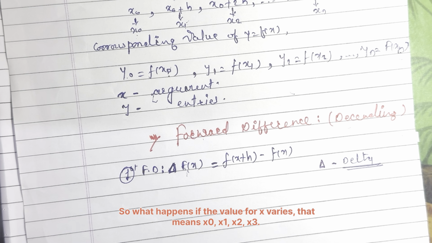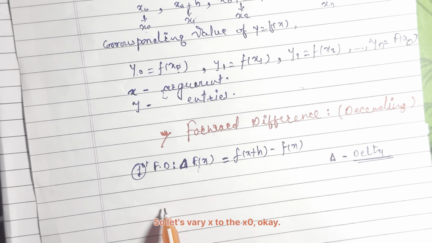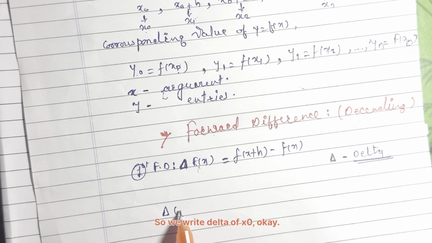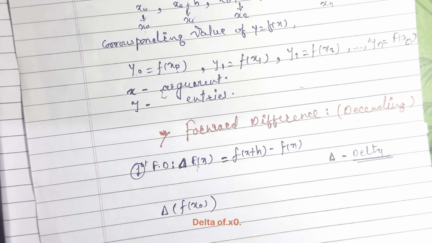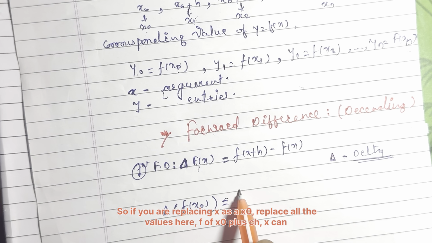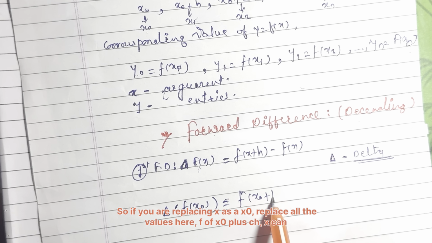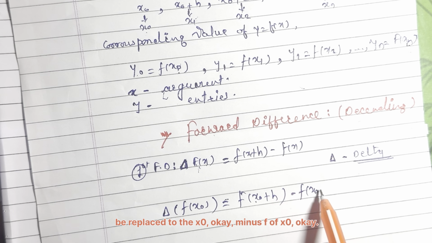What happens if the value of x varies, that means x0, x1, x2, x3? If it varies multiple times, we get the second forward difference, third, fourth, and so on. So let's vary x to x0. We write delta of f of x0. If you replace x with x0, replace all the values here: f of x0 plus h, x replaced by x0, minus f of x0.